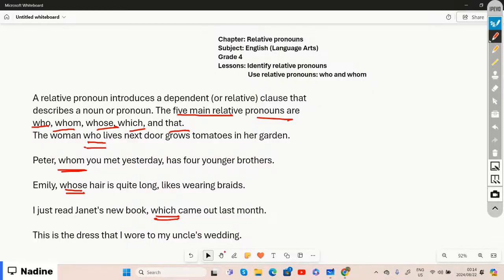All right. And then the last one says, "This is the dress that I wore to my uncle's wedding." So this is the dress that I wore to my uncle's wedding. And if we were to select a relative pronoun, then we choose that. Because remember, we said we are doing relative pronouns, and there are five main relative pronouns: who, whom, whose, which, and that.